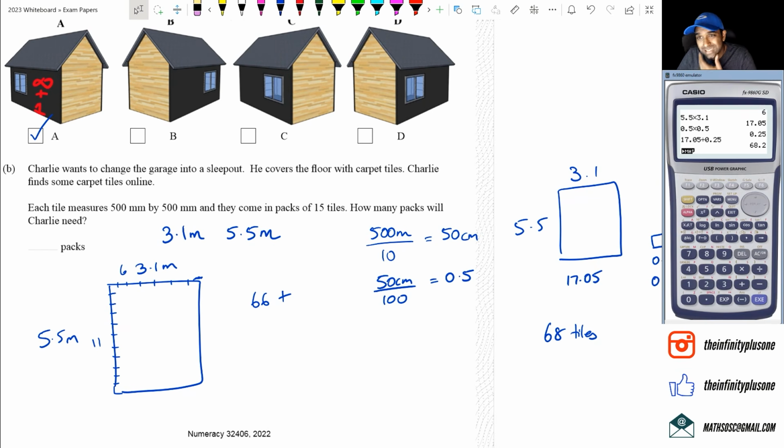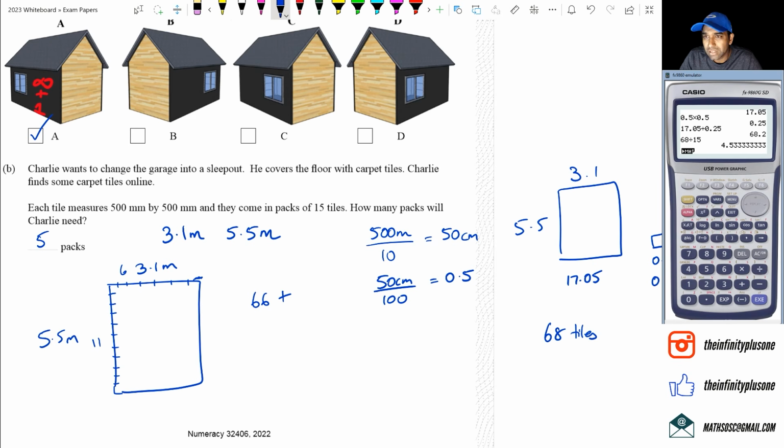And if I want 68 tiles, I've actually got to go, what have I got? 68 tiles, so 60, I get 15. So 68 tiles divided by 15 gives me about 4.533. So I'll probably say 5 packs is what's actually required. So 5 is probably what I would actually go with.